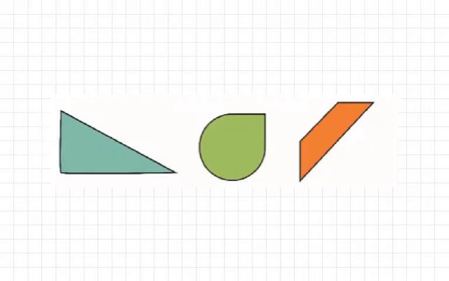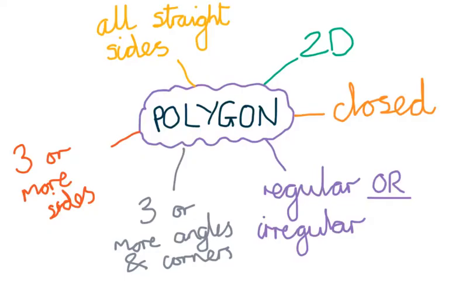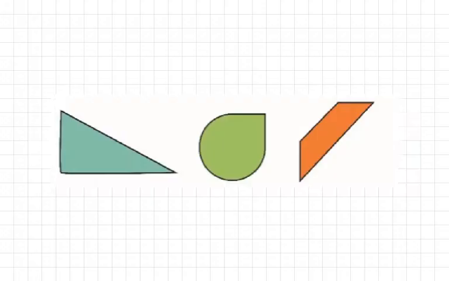So if you have a look at these 3 shapes here, can you tell me which are polygons and which are not polygons? Think back to these definitions and have a look at these shapes. Which are polygons and which are not? I'll just give you a second to have a look at those.